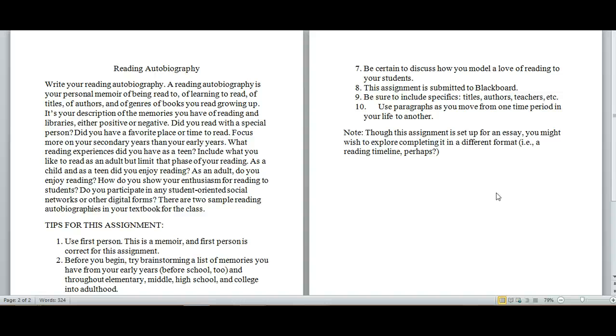So feel free to experiment a little here, but make sure, number one, that you include lots of specifics, that you answer the questions that are posed here for the assignment, and that you really do give me a good indication of your life as a reader, as a non-reader, as a little bit of both. So I hope this helps you. This should be something that you sit down and write freely, and you kind of enjoy the trip back down memory lane. So that's your reading autobiography, and I look forward to reading all of them.